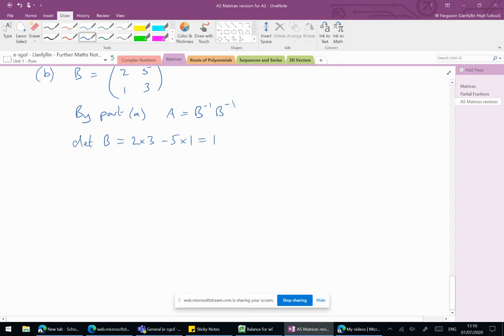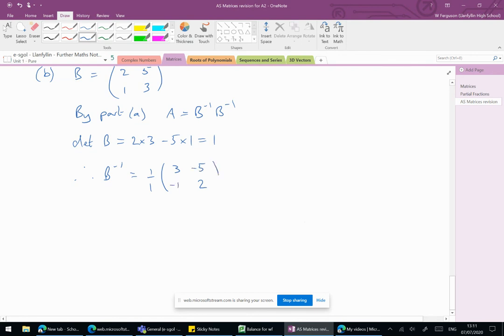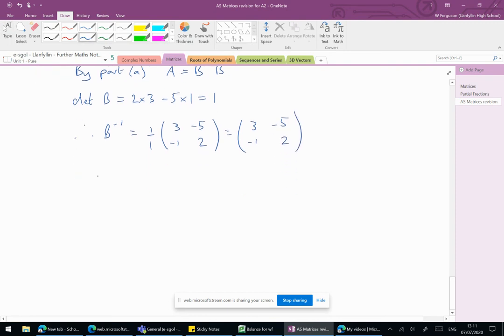So I can just blast straight in and calculate B minus 1, or write down what B minus 1 is. I am going to put that 1 over 1 there, just so that the person reading the work knows that I've remembered that I need to do 1 over the determinant there. Of course, it's not going to make any difference. And then the leading diagonal entries get reversed, 3 and 2 instead of 2 and 3. And the signs of the other diagonal get changed, so minus 5 and minus 1 there. And then I can do without that fraction in the front there. So 3, minus 5, minus 1, 2. That's my inverse.